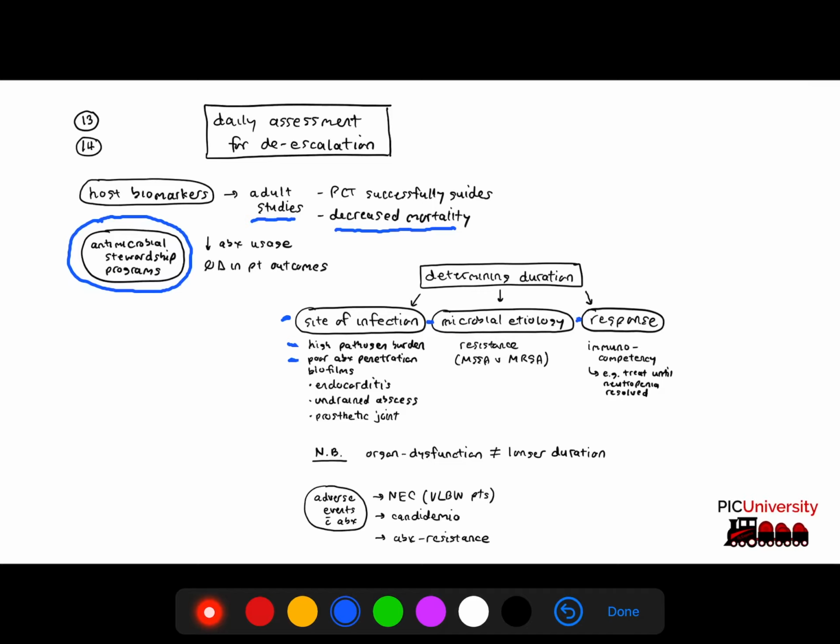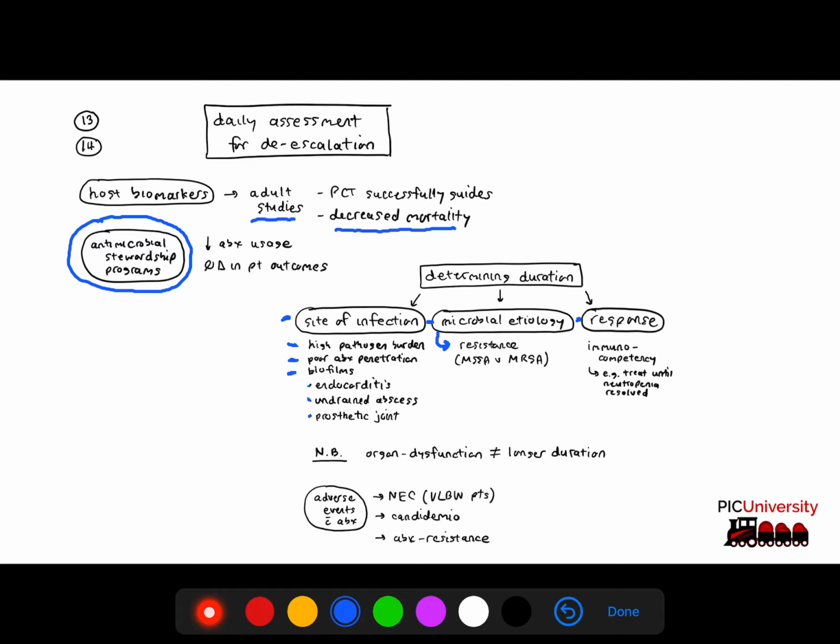And so this can include infections with associated biofilms, such as endocarditis, patients who have an abscess or suppurative infection, or those patients who have an appliance or a prosthetic joint. In terms of the etiology of the organism being treated, resistant organisms likely require a longer course of treatment. And that in particular goes for methicillin-resistant Staph aureus versus MSSA according to the guidelines.